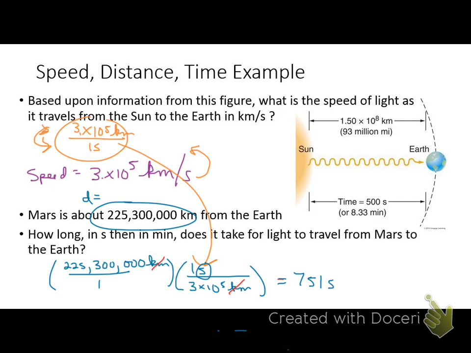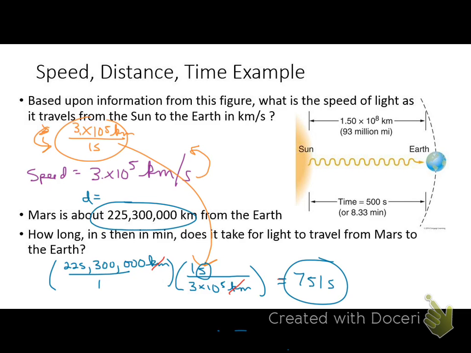Awesome, so that's how much time it takes for light to get to us from Mars. How would you convert seconds into minutes? Just curious. 60. 60 seconds per minute, exactly.